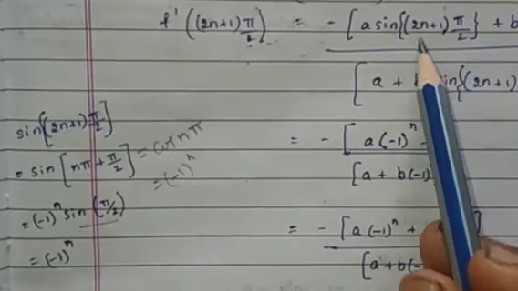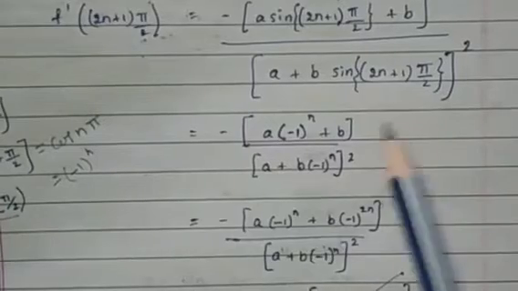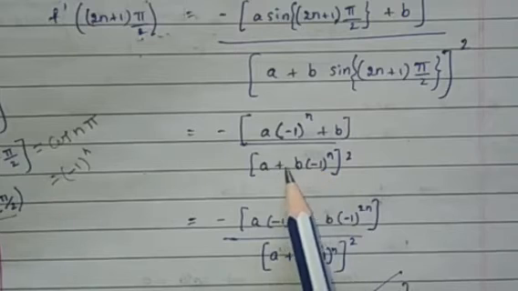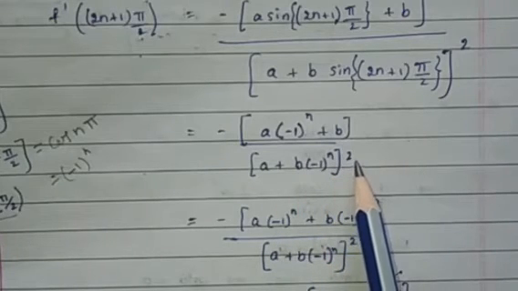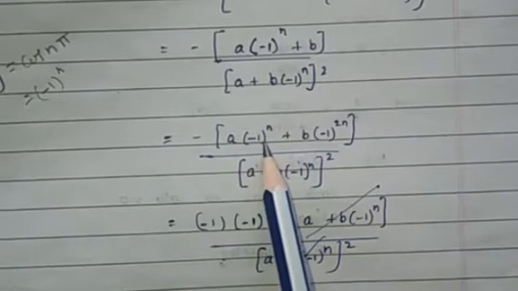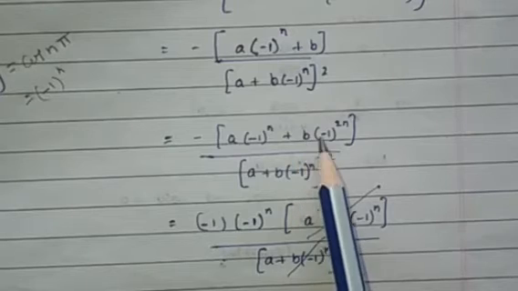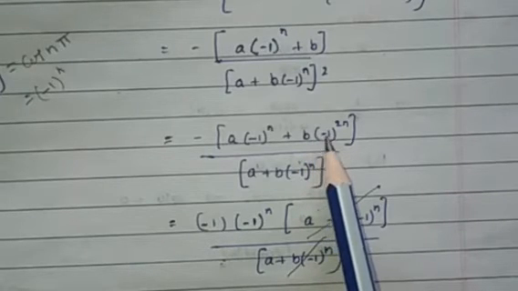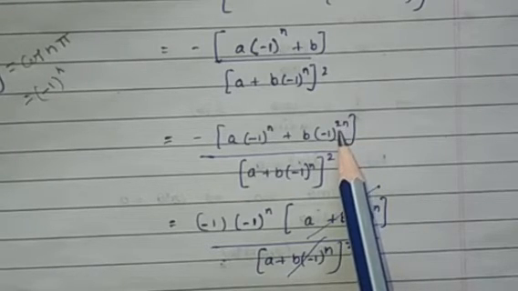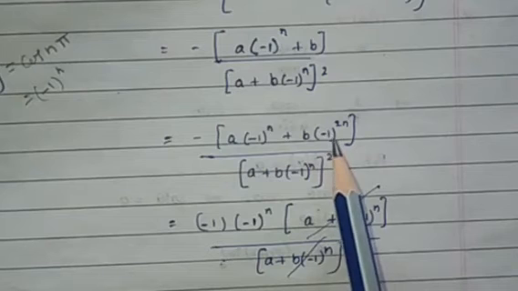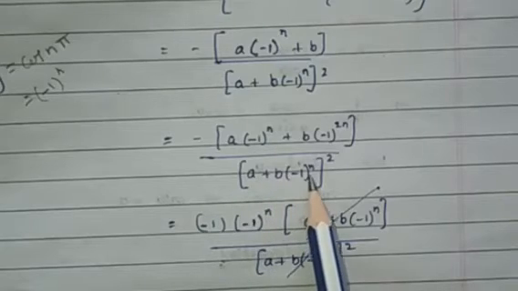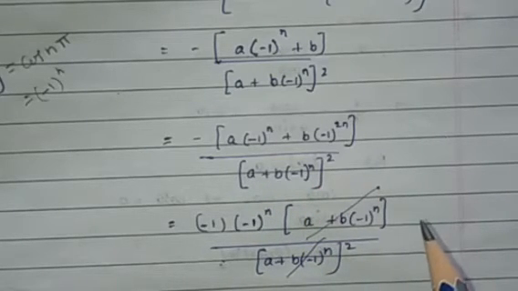Then you substitute this, you get minus of a into minus 1 all to the power n plus b, by a plus b into minus 1 all to the power n whole square. Next, minus a into minus 1 all to the power n plus b into minus 1 all to the power 2n. Minus 1 all to the power 2n is plus 1. You get b by a plus b minus 1 all to the power n whole square.